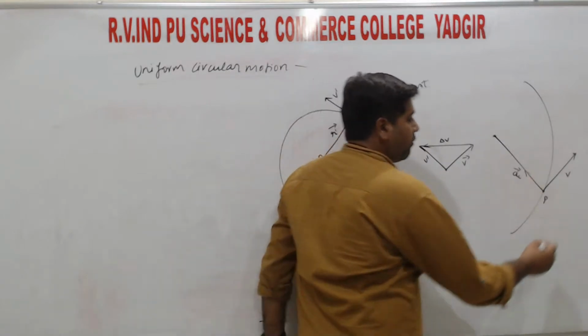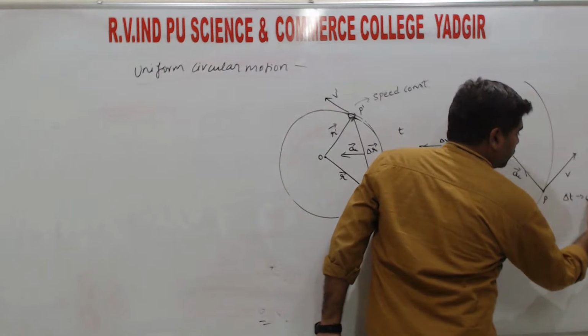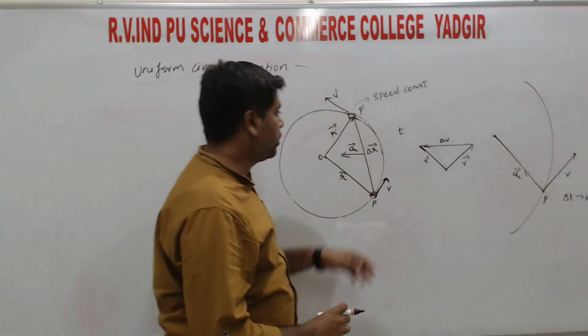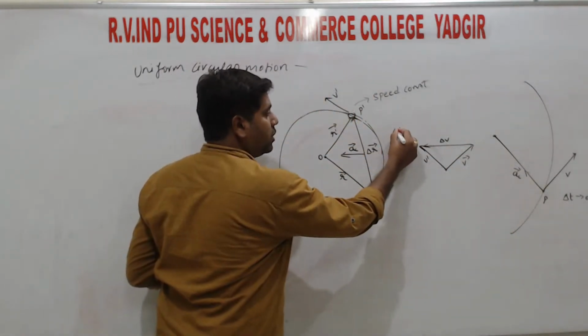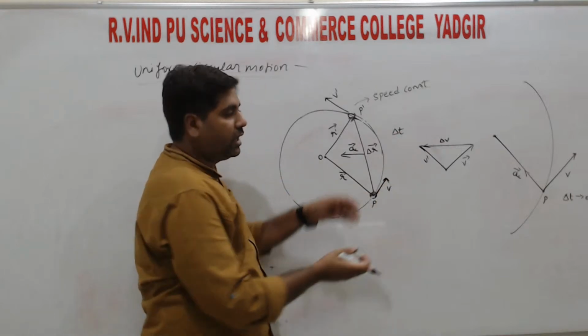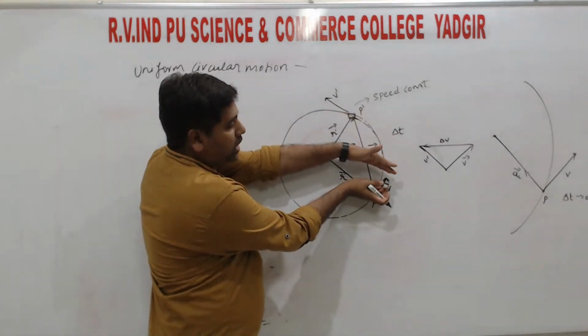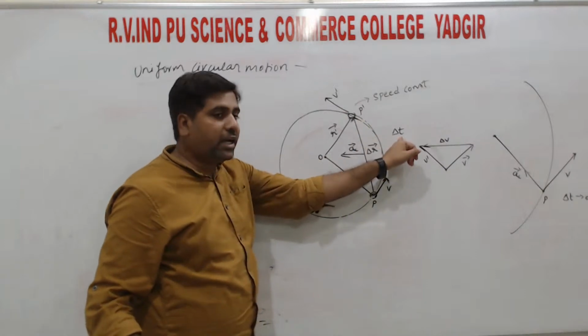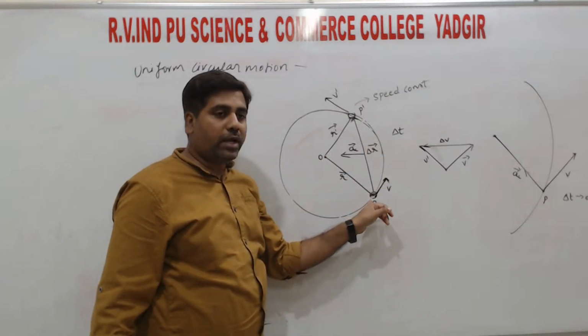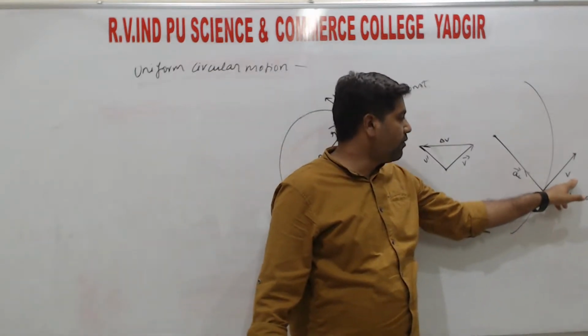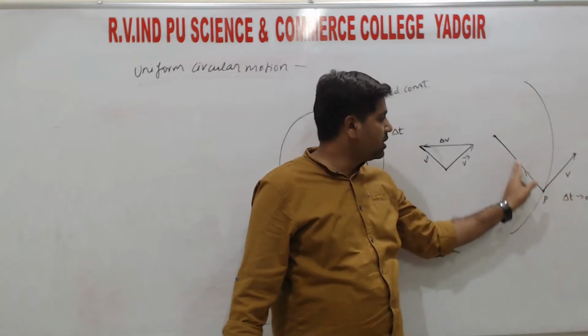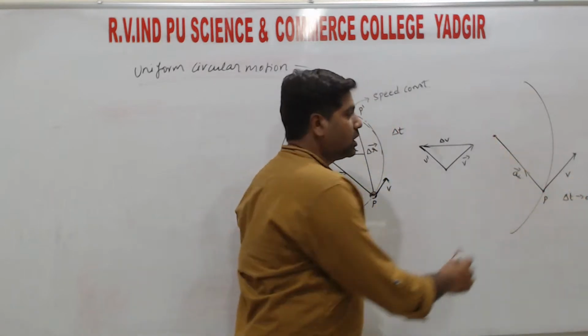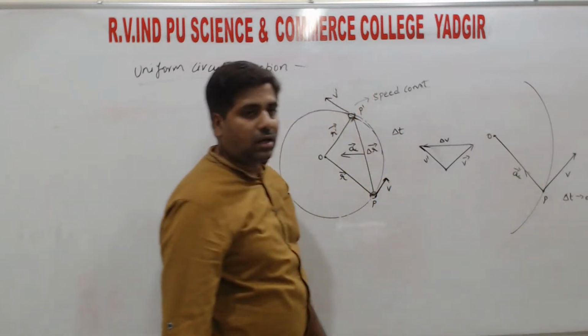That means when delta t tends to 0, right? Here we are taking a change in time, a small change, delta t. This delta t value keeps decreasing. When it comes to 0, that point becomes P. At this P we have the velocity v. The centripetal acceleration always acts towards the center of the circle, right?